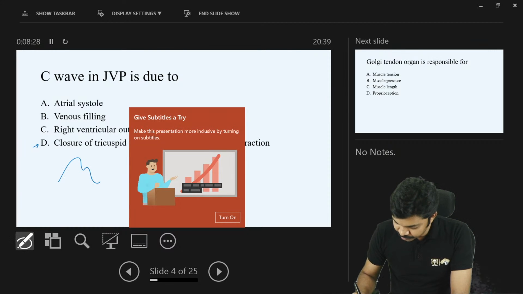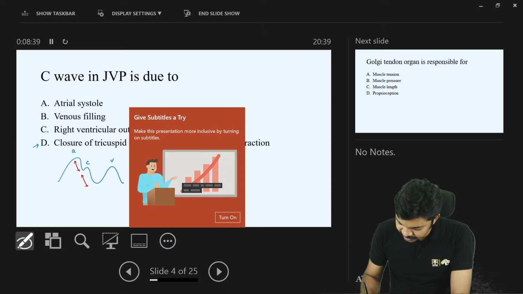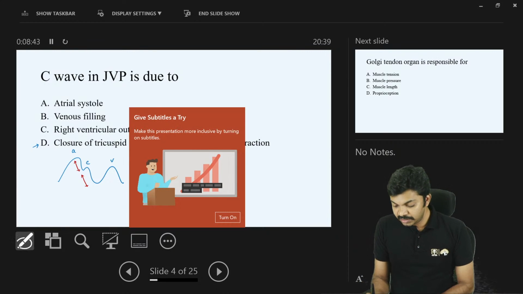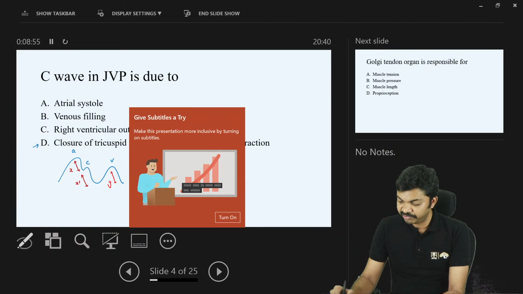We have JVP waves which has got A, C, V, and we do have 2 negative waves. Alright, 2 negative waves, X descent as well as Y descent. Now X descent is of 2 types, X as well as X dash, and we have Y descent, people. Fine. Let's move on to see the waves of JVP.